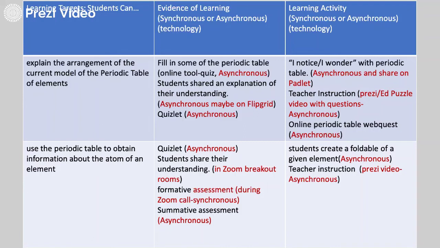Again, that could be asynchronous, and students could share their understanding of the process in a Zoom breakout room, and the formative assessment or the cold call method she used could also be done in a Zoom call. So that would be done synchronously. If the summative assessment is completed on SchoolNet, it could be done asynchronously. And I'll give you a few minutes to look at the other activities, and remember what is in red is what I added.